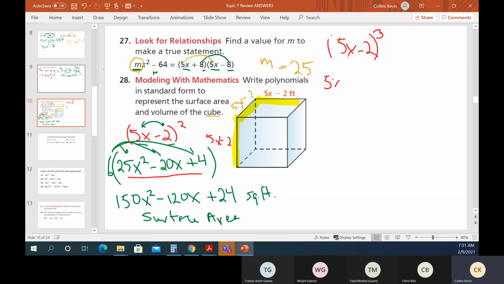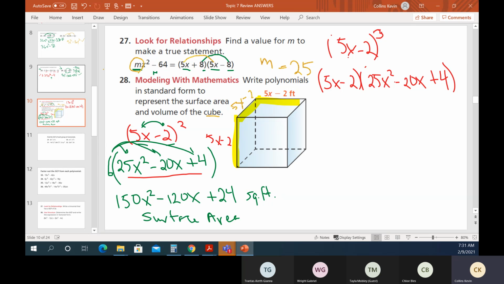So we'll go 5x minus 2, right? And then we're going to have 25x squared minus 20x plus 4. Okay? All right. So you can use the box method, or the table as they call it, or we can just do some mega distributive properties.